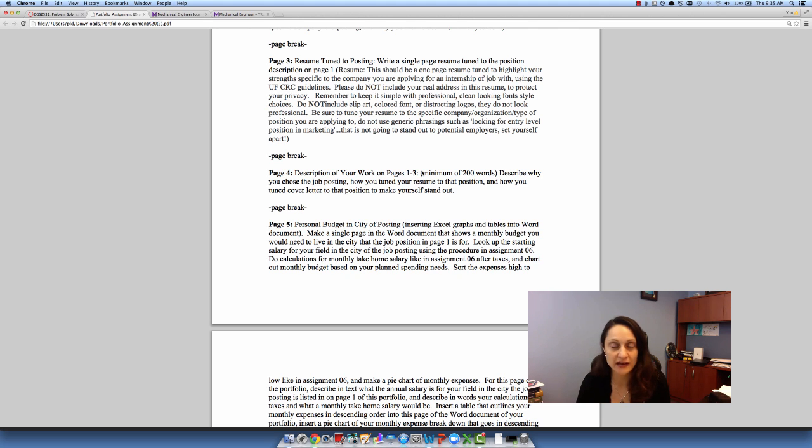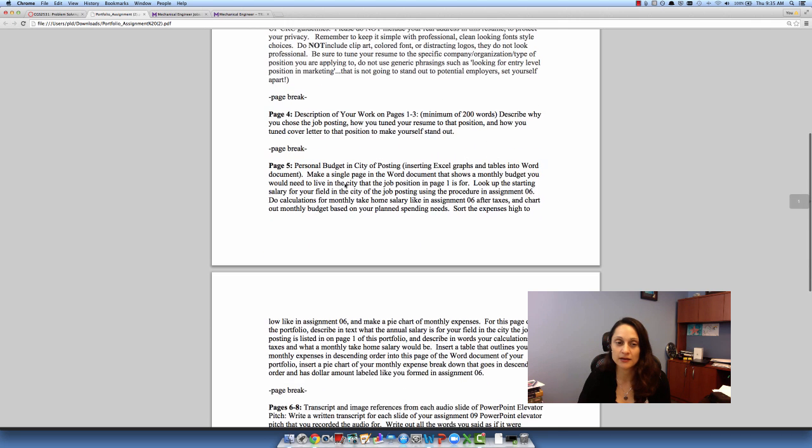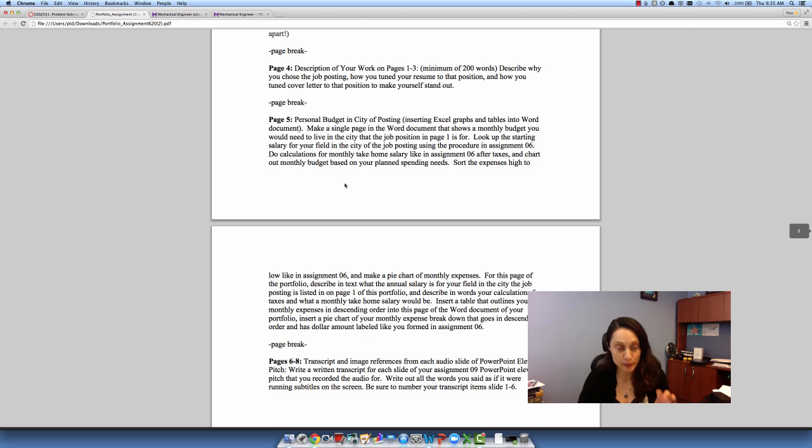So use those guidelines. Again, don't use your real address in this one. Don't use clip art or colored fonts or distracting logos. Make it look professional, just like you did following the other CRC guidelines for a one-page resume. Another page break. Page 4 of your portfolio needs to describe your work on pages 1, 2, and 3.